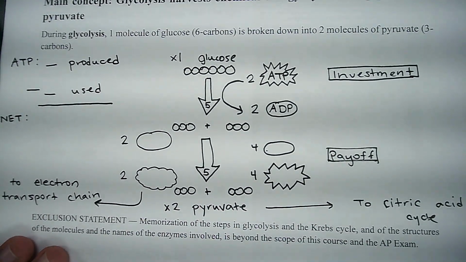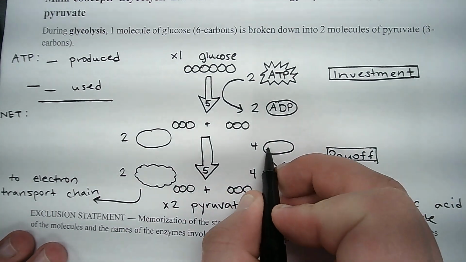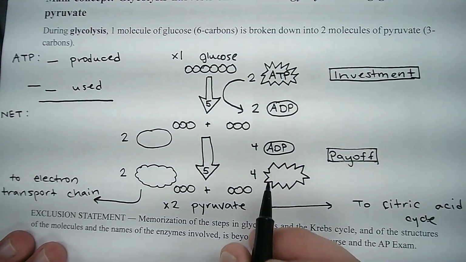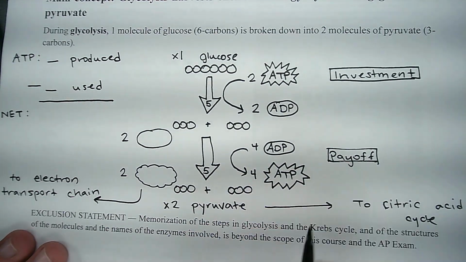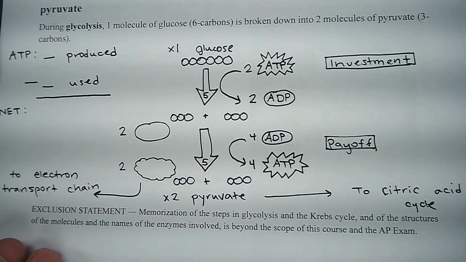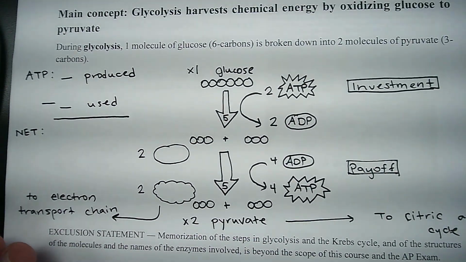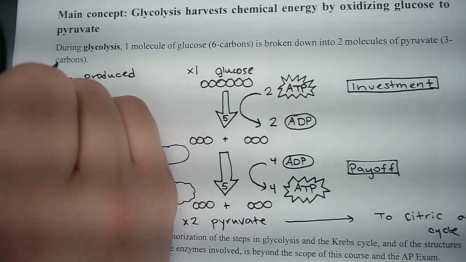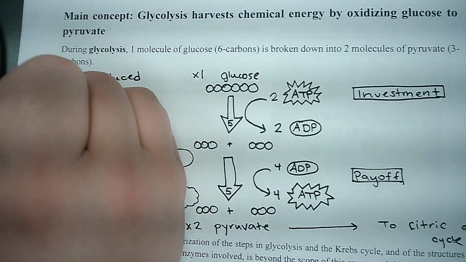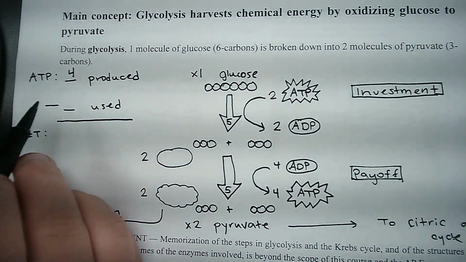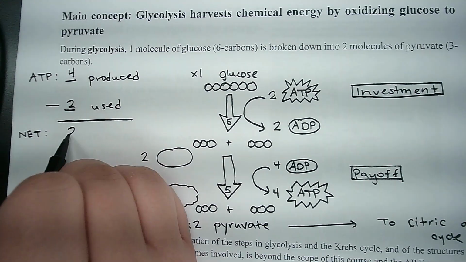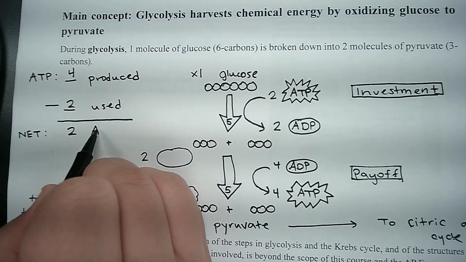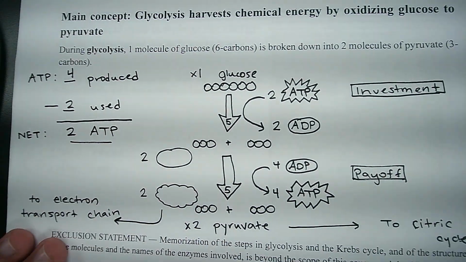All right, here comes the payoff phase. This is when we take 4 ADPs, and we're going to charge that battery for the cell to make energy in the form of ATP. That's called the payoff phase. Why is it called the payoff phase? Remember, we just produced 4 ATPs. Originally, we used 2, so that's a net of 2 ATPs produced.